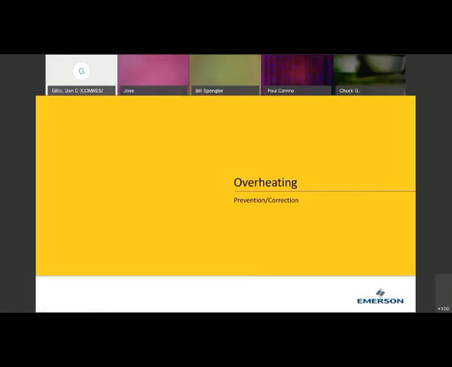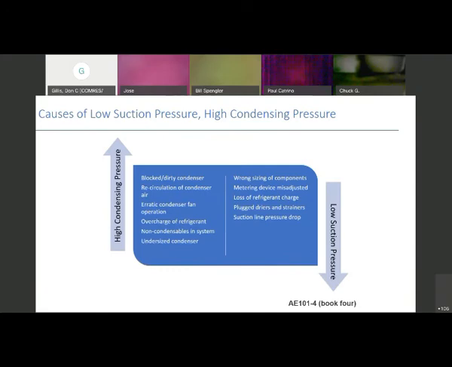What are we going to do about overheating? What can we do? Causes of low suction pressure and high condensing pressure. High condensing pressure, again, this is based on compression ratio. Some of the reasons for that could be a blocked, dirty condenser, a recirculation of the condenser air, erratic condenser fan operation, possibly a bad cap maybe, overcharge of refrigerant, or maybe we have non-condensables in the system, or maybe it's an undersized condenser. What's the possibility of the low suction pressures? Wrong sizing of the components.